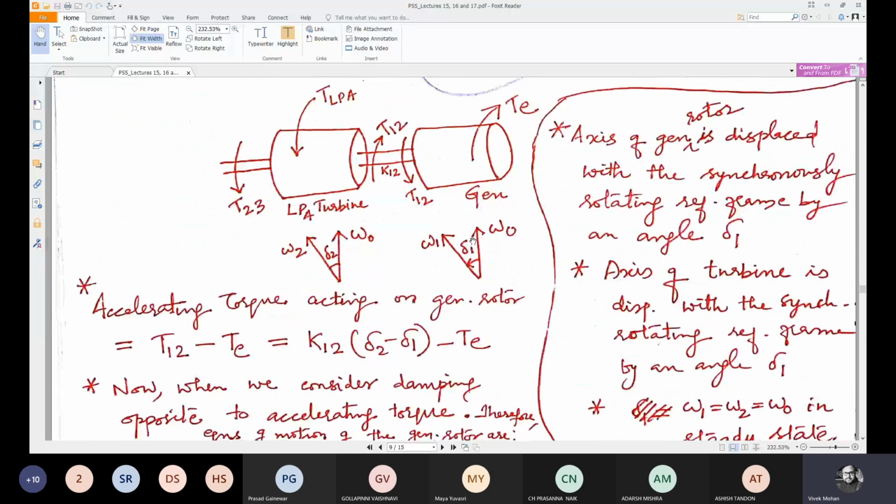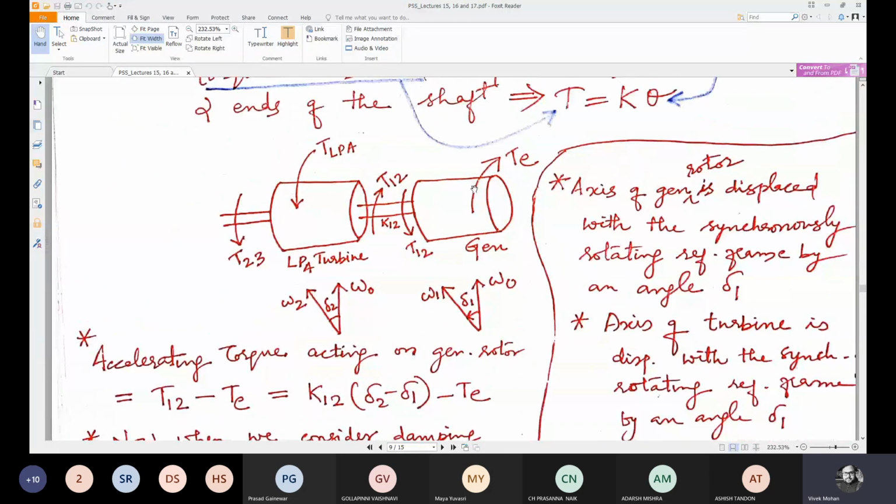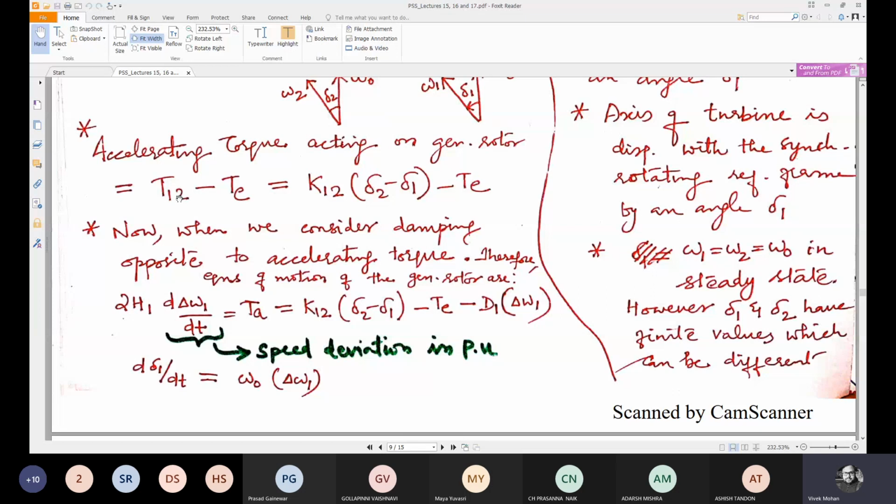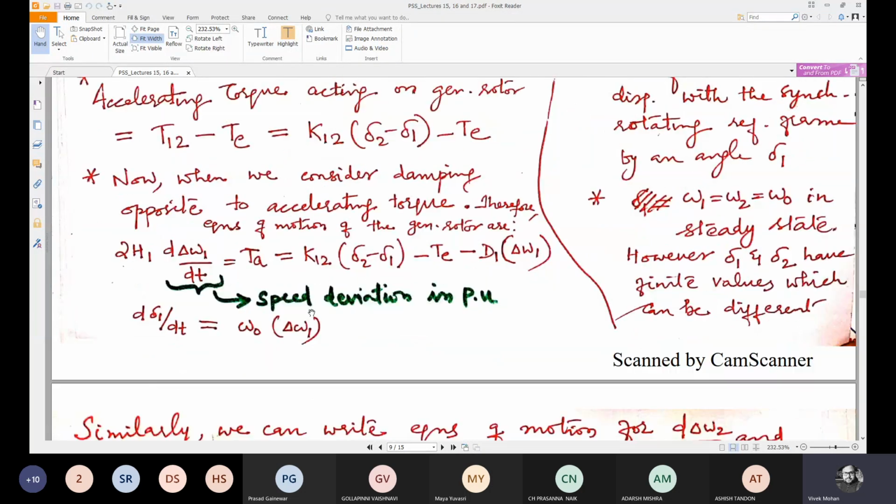Here we have taken the two masses like this. Then we are writing the torque equations, the accelerating torque equations, then the equations for omega and del, angular velocity and angular displacement. We are considering the state variables as omega and del. According to the number of masses, the number of state variables will increase, and accordingly the order of the system will increase.